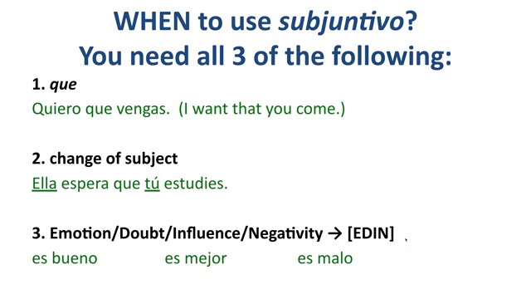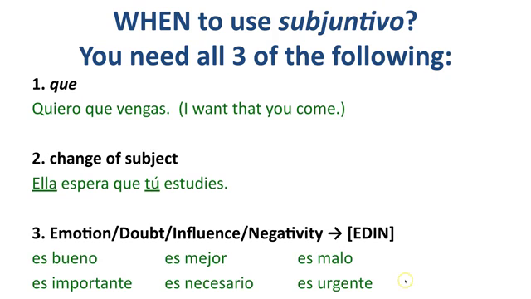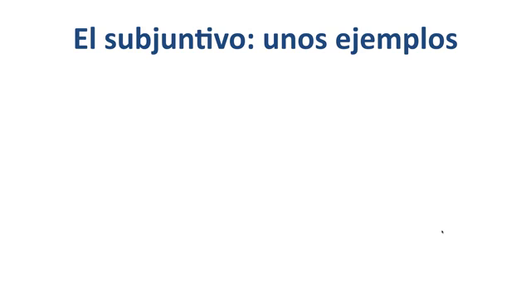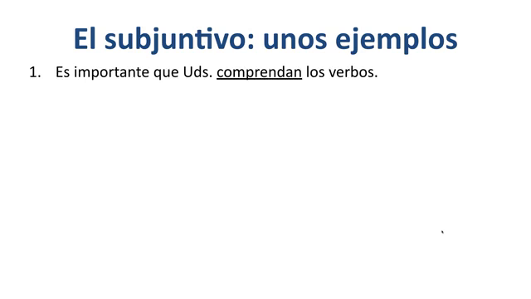They put everything together. What your book divides into many chapters, I sum up with edin, emotion, doubt, influence, and negativity. Right now, for where we are in our studies, you have 6 expressions that show edin. We're starting out really simple with es bueno, es importante, es mejor, es necesario, es malo, es urgente. So in these early days, these are the 6 expressions you should be using that require the use of the subjuntivo.